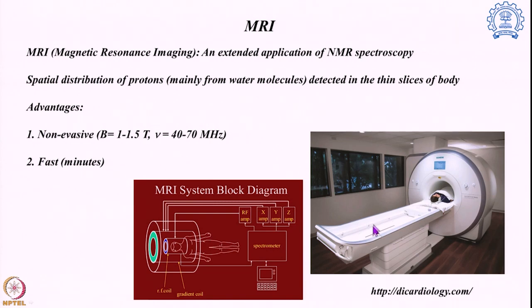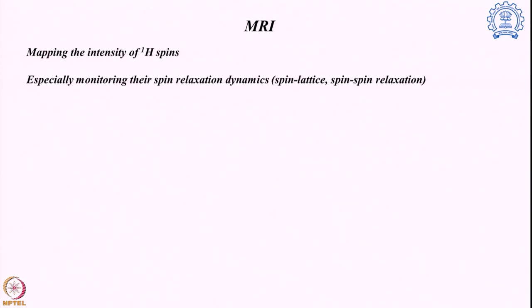And this is how the MRI instrument looks from the outside. Now, when we look into the proton NMRs of water molecules in MRI, we generally try to look into their intensity. And we look into the intensity by following what happens to their relaxation dynamics. So what do I mean by relaxation dynamics?